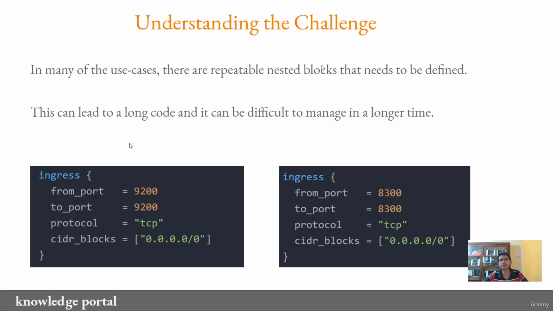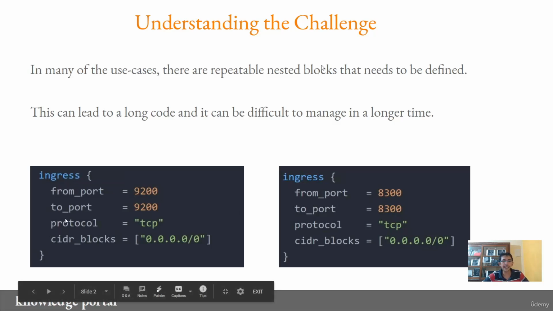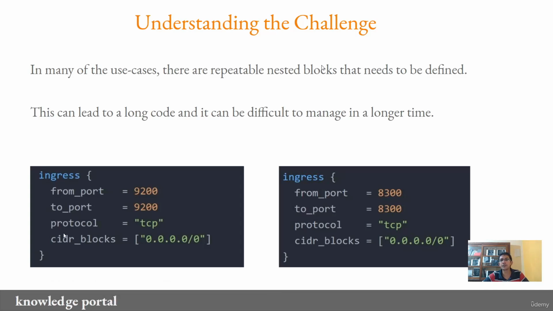Now one classic example for this would be the security group. Generally whenever you have a security group, you define multiple ingress or egress blocks. So ingress is basically the inbound rule that you define in the security group. Currently here you see that there are 2 ingress rules defined, one for the port 9200 and the second for the port 8300. So for a single security group, there are 2 ingress rules that are defined.